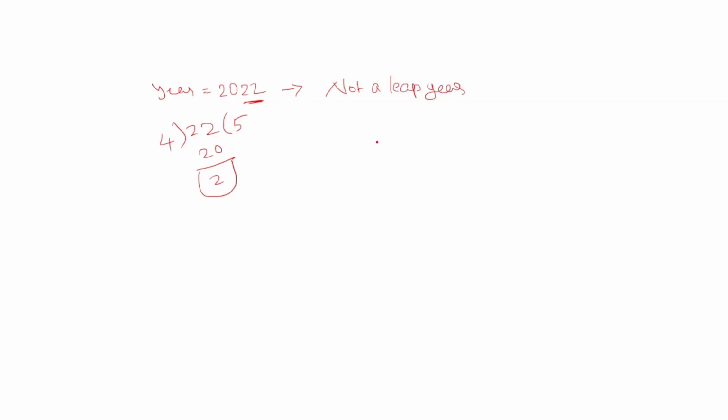Okay. If we take the year 2020, the last two digits of 2020 are 20, divided by 4, then 4 5s are 20, then 0. We are getting remainder as 0, then it is a leap year.